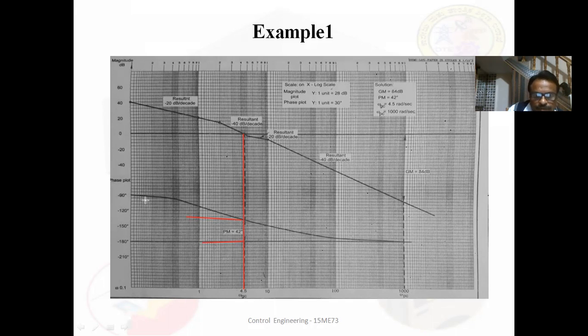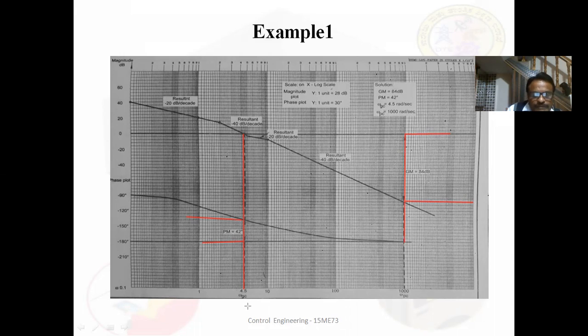Then you have to find out the gain margin. Consider the phase plot where it crosses the minus 180 degree line. Here it crosses the minus 180 degree line. Draw the vertical line towards the magnitude plot. The distance measured between the 0 dB line and the resultant magnitude at this point is called the gain margin. If you count this, it will be 84 dB. The sign convention is positive.